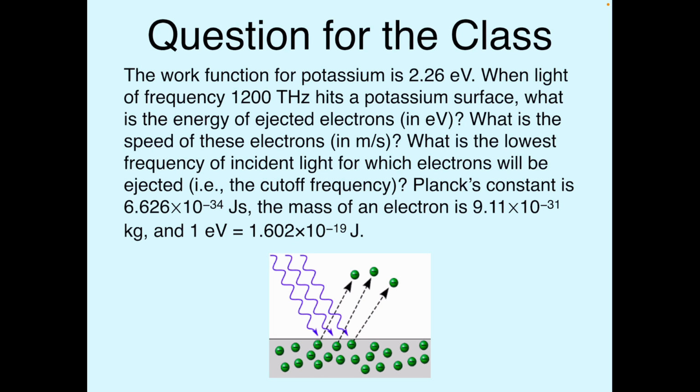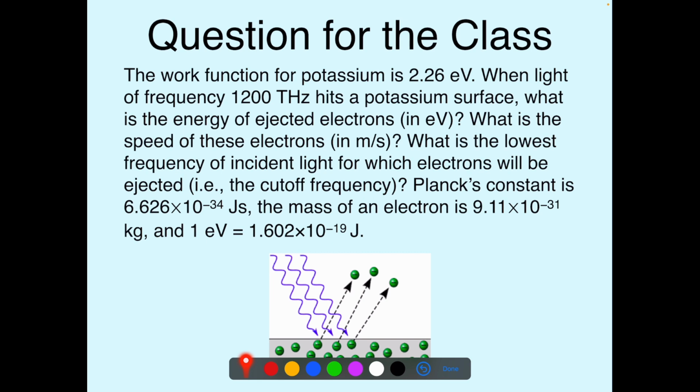Okay, so here's an example where we're actually going to make some calculations dealing with the photoelectric effect. So the work function for potassium is 2.26 eV. Remember, that's the amount of energy it takes to remove an electron from the surface of potassium. When light of frequency 1200 terahertz hits a potassium surface, what is the energy of the ejected electrons in electron volts? And then calculate the speed of those outgoing electrons in meters per second. Okay? And then the next thing we want to do is calculate the lowest frequency of incident light for which electrons will be ejected. In other words, what is the cutoff frequency?